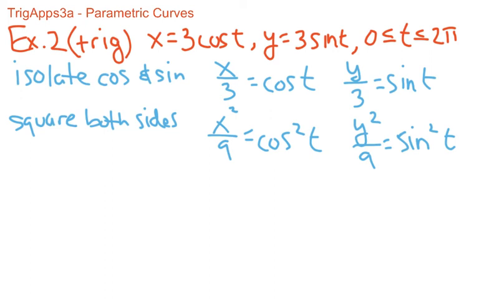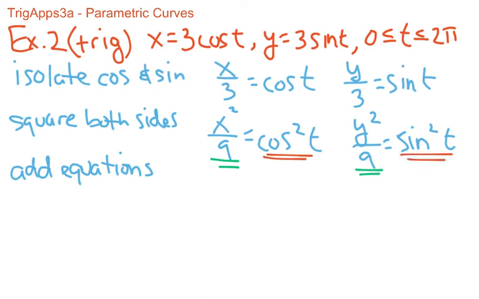But the next thing is the key part of this whole thing. It's to add the equations together. And that looks like this. I'm going to add the green parts together, and I'll add the red parts together here. Alright, so hopefully you can follow along here. So that becomes x squared over 9 plus y squared over 9. And if we add the left parts of the equation, they must be equal to the sum of the right parts of the equation, the right sides.